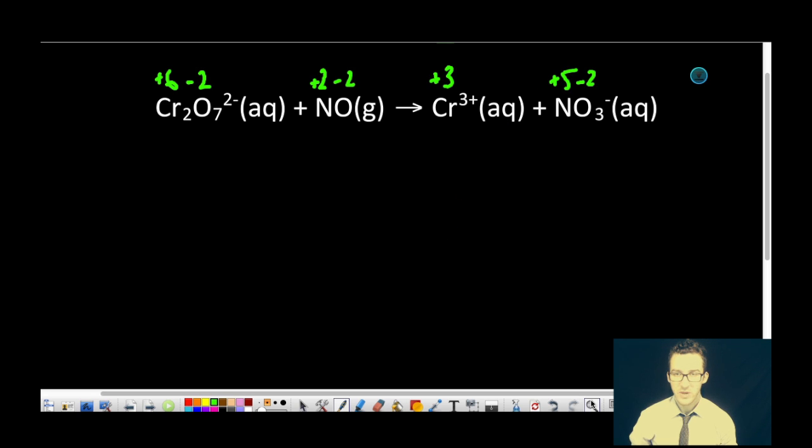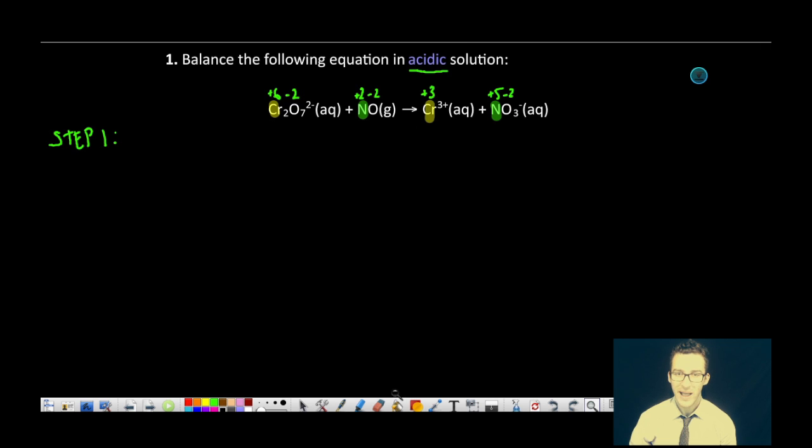So as you take a quick look at those oxidation numbers, we can tell that the chromium has gained electrons to go from a +6 to a +3 oxidation state. And then as we take a look at nitrogen, it has gone from a +2 to a +5 oxidation state, so it must have lost electrons. And so as we take a look at that reaction, we can then write out our two half reactions.